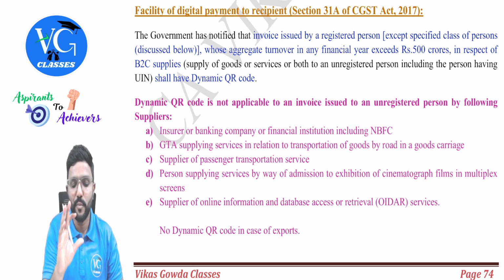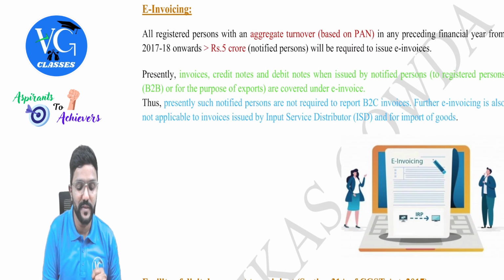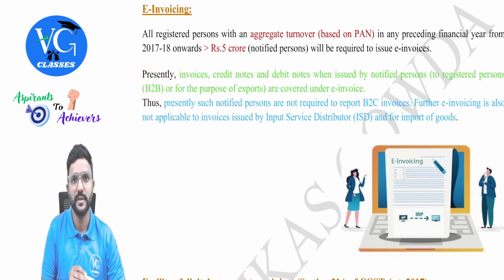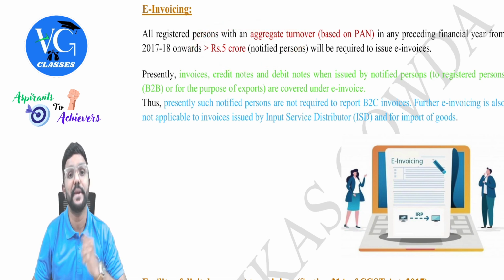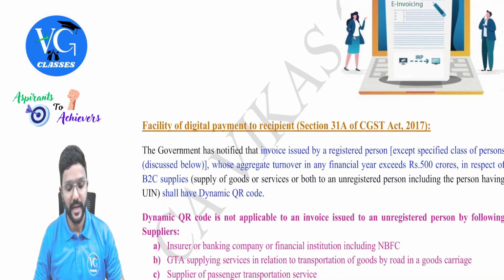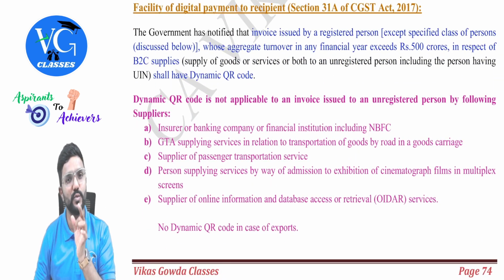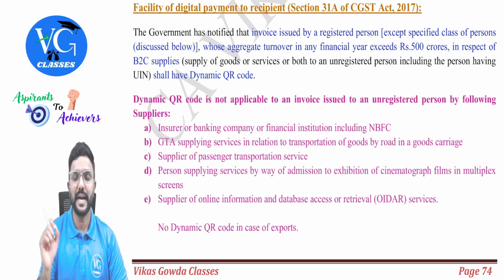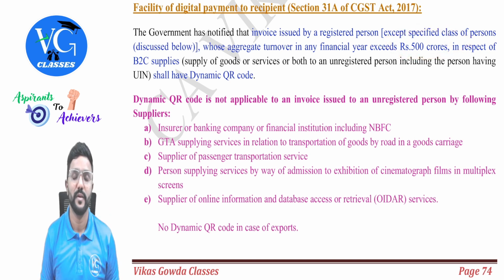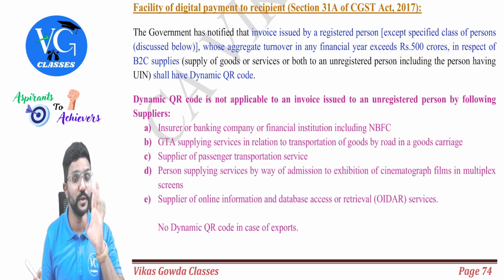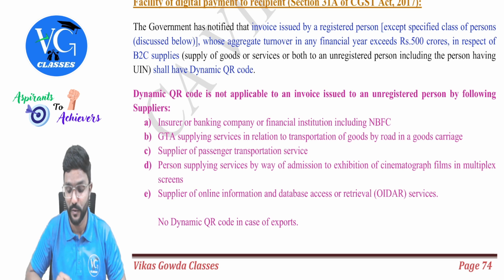So please be careful. You might get confused between QR code and e-invoicing. E-invoicing is applicable only with respect to B2B supply and exports, and only when the aggregate turnover in any of the past financial years is more than 5 crore. Whereas the QR code is applicable only with respect to B2C supply or supplies made to a person having UIN, only when the aggregate turnover in any of the past years is more than 500 crore. More than 500, 2 zeros extra. Okay. So be careful while making the payment. Don't put any extra zeros.